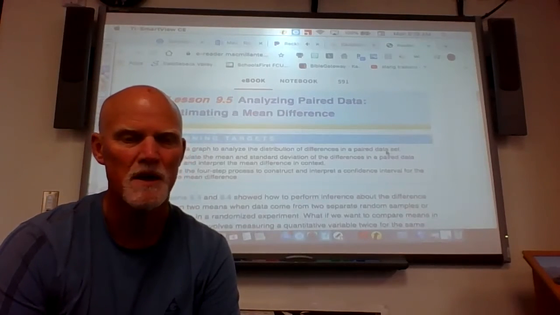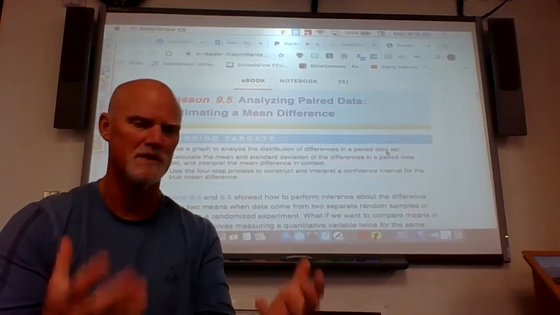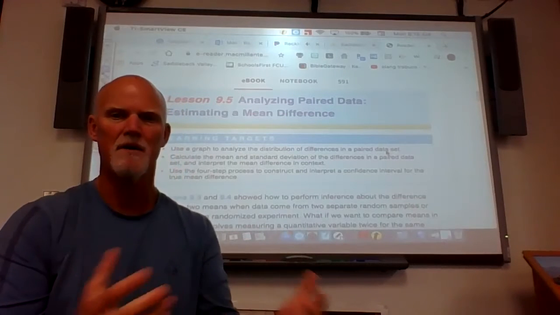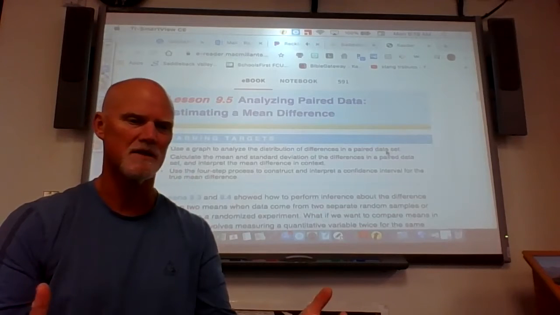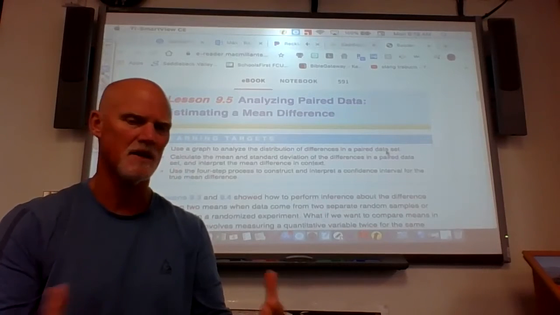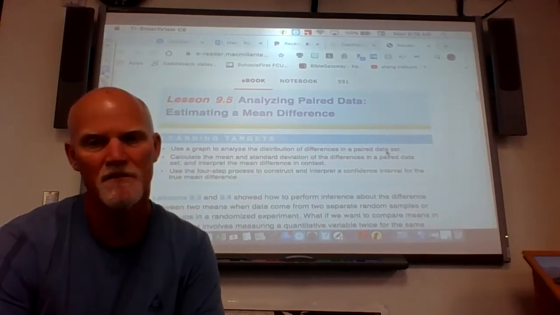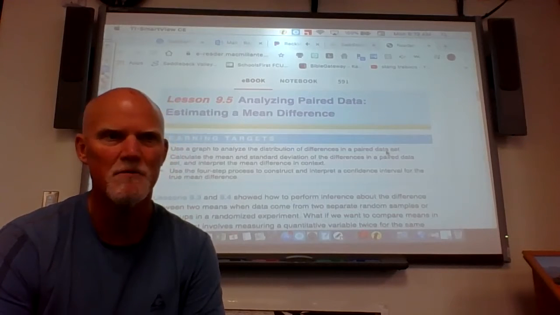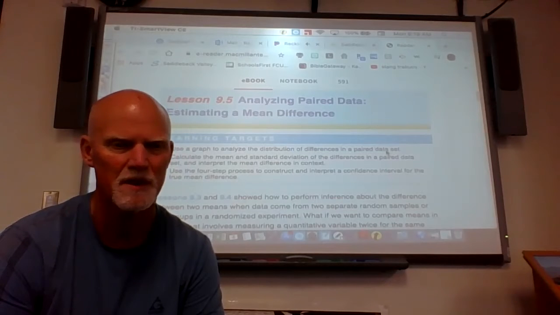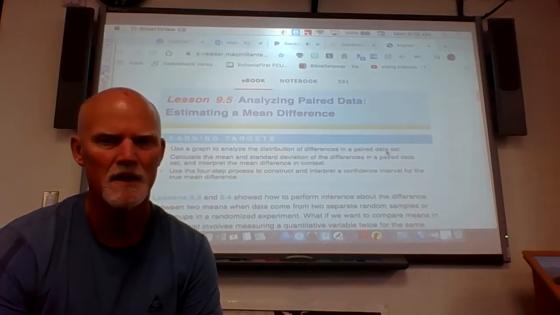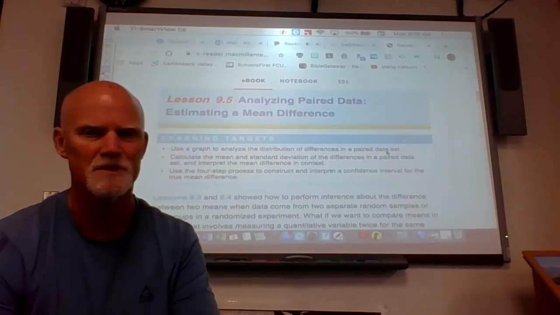In 9.3 and 9.4, we dealt with two sets of data and we were comparing their means. We were given means of each set of data and the standard deviation, and we could compare them. We could find an interval and see what the difference is. And you're going to go, okay, what's the difference between the two? There really doesn't seem to be much difference. In that section, we did two sample T's.